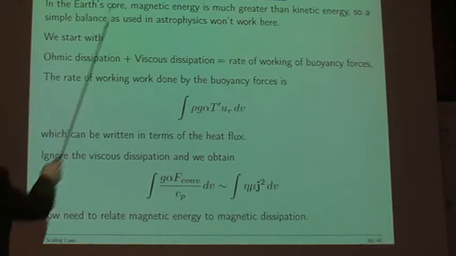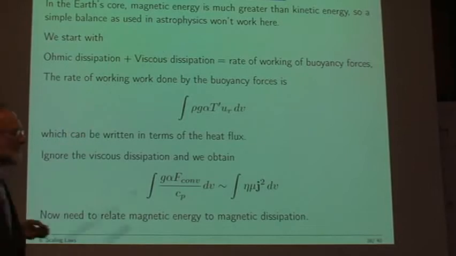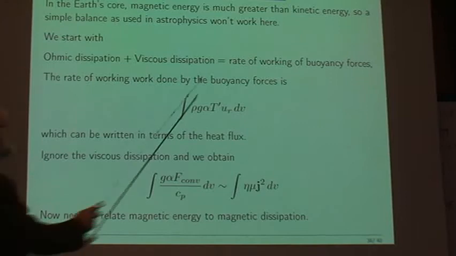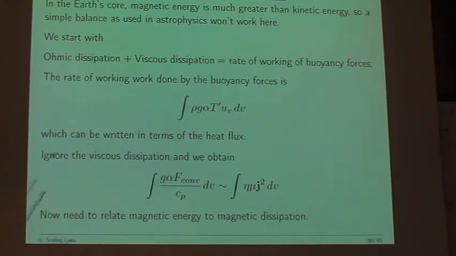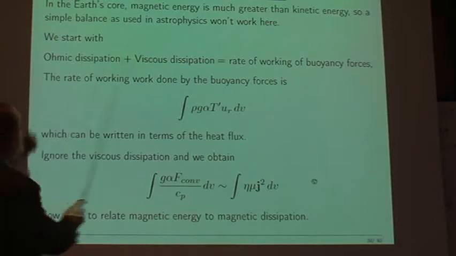Basically, remember that the magnetic energy is much greater than the kinetic energy in the core, so simple equipartition arguments like half rho u squared going like B squared over 2 mu, that's not going to get you the right answer. That will get you a magnetic field much too small. It's just incompatible with observations. So that's not going to work. So what do we do?